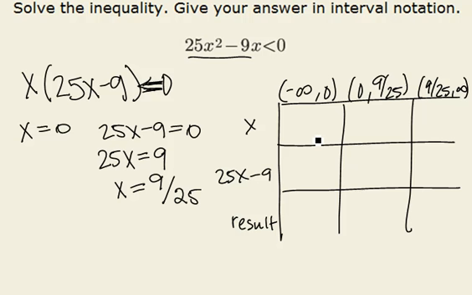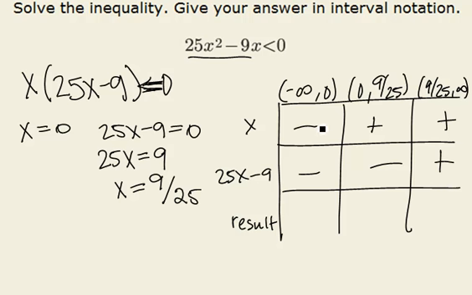So we're going to just try to determine if things are going to be positive or negative within each of these intervals. So obviously for this first box, between negative infinity and 0, x is negative. Here it's positive, and here it's positive. If we plug in a negative number for x, we get negative. If we plug in a small positive number between 0 and 9/25, we'll get a negative.